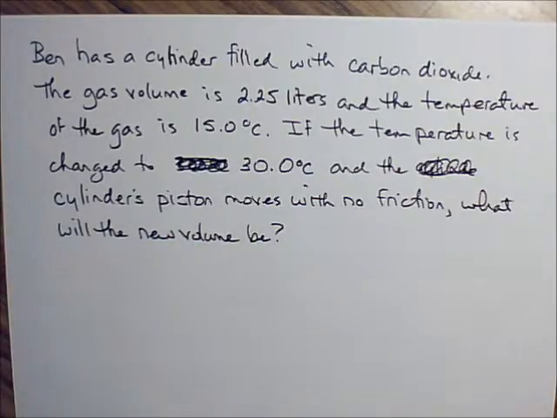Ben has a cylinder filled with carbon dioxide. The gas volume is 2.25 liters, and the temperature of the gas is 15.0 degrees C. If the temperature is changed to 30.0 degrees C, and the cylinder's piston moves with no friction, what will the new volume be? So that's our beginning question.